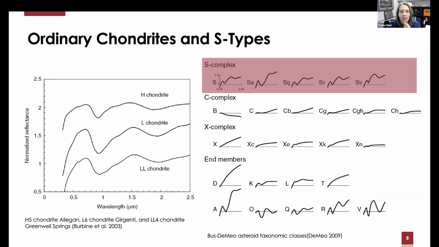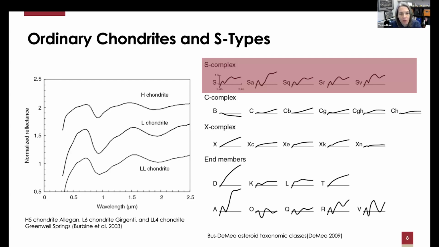So for more than 50 years, the search for the parent bodies of the ordinary chondrites has centered on the S-type or the S-complex asteroids. S-type asteroids have moderately steep reddish slopes. You can see I've highlighted those in red here on this slide. They also have absorption features at 1 and 2 microns, so they have spectra that are very similar to the ordinary chondrites. S-type asteroids are also the most common asteroid in the inner main belt, accounting for about 40%.